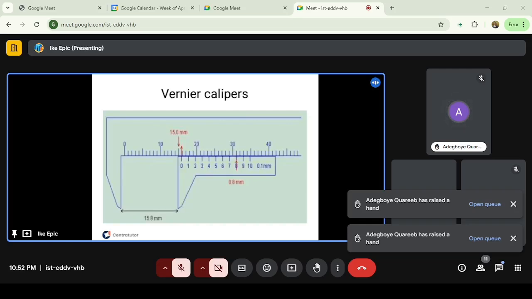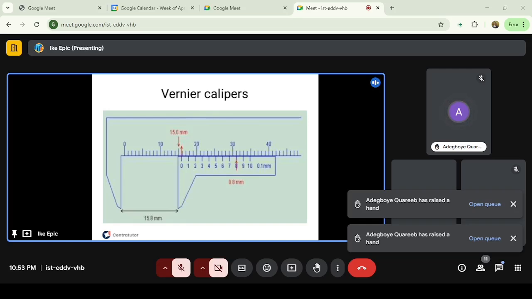To get readings on the vernier caliper, it's actually very simple. It's one of the simplest kinds of calculation that could come out in physics. But if you don't know it, you just lose a bonus question that you could have used to get 2 or 3 points. To get the readings of a vernier caliper, there are 2 things you pay attention to: the main scale and the vernier scale.